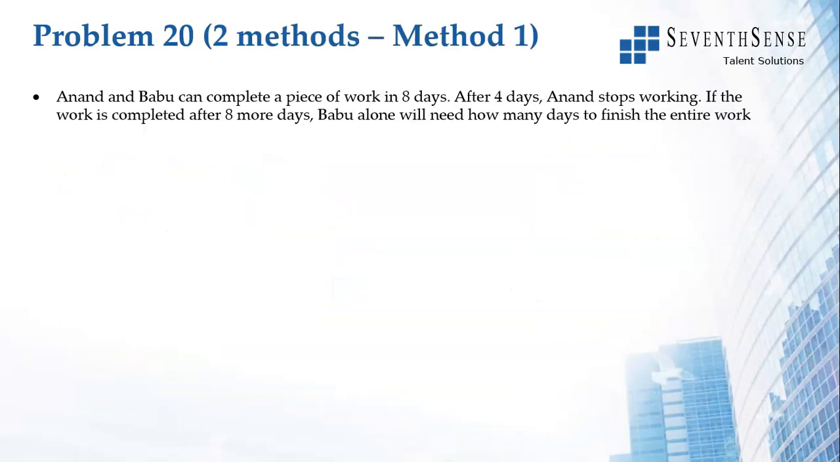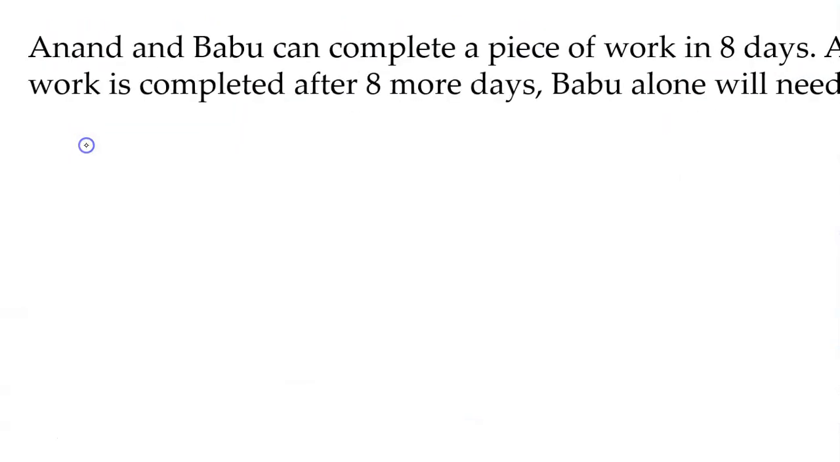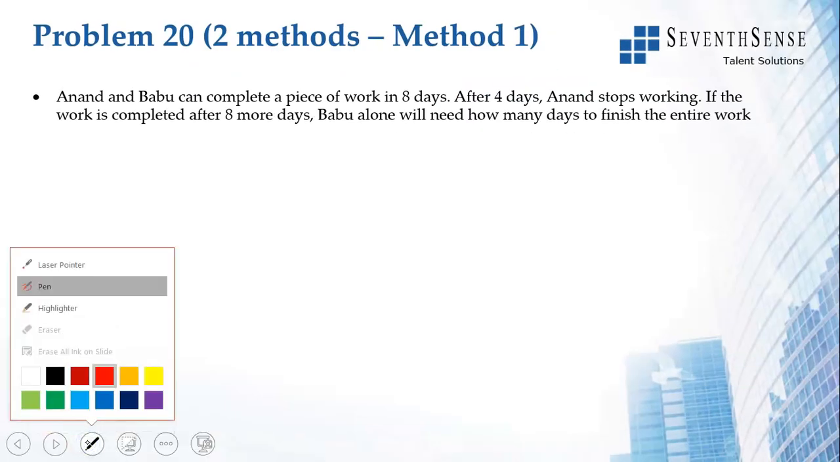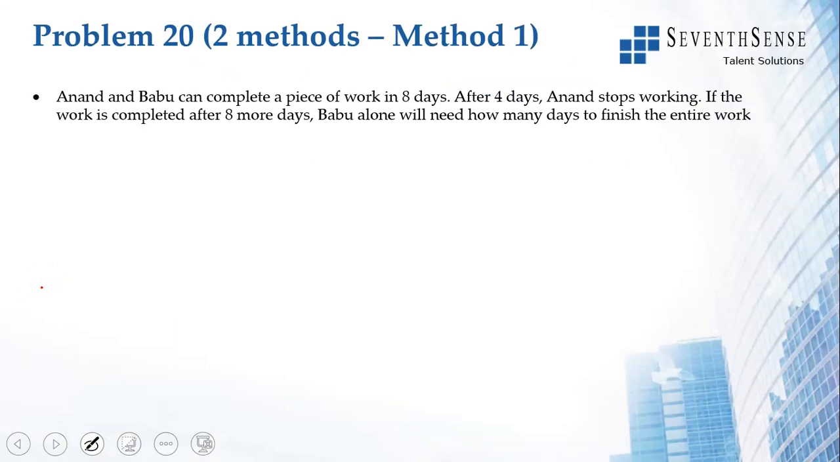Anand and Babu can complete a piece of work in 8 days. After 4 days, Anand stops. And if the work is completed after 8 more days, Babu alone will need how many days to finish the entire work? So the day starts here, right? For the first 4 days, we have Anand plus Babu, and then for the remaining 8 days, we have only Babu.